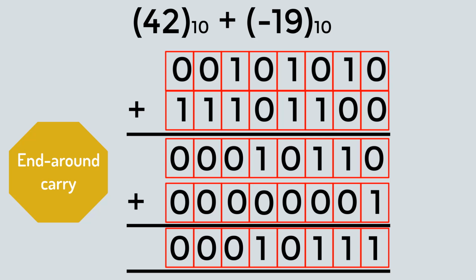This agrees with the decimal calculation. 42 plus negative 19 is equal to positive 23. The end around carry is needed because the arithmetic takes place within a fixed number of bits. When the addition produces a carry beyond the leftmost bit, that carry still contributes to the result, so it is wrapped around and added back on the right.